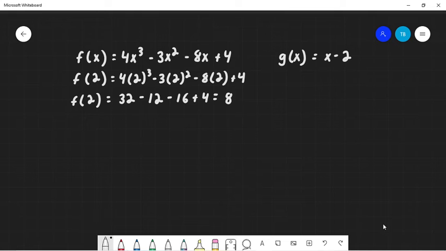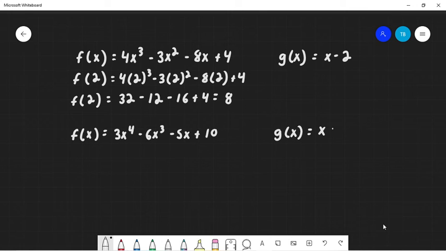So that's what the factor theorem tells us. All right, let's try another example problem together. We'll start with f of x equals 3x to the fourth. So we'll do a fourth degree polynomial minus 6x cubed minus 5x plus 10. And then g of x will be, we'll do x minus 2 again. Alrighty, same thing. We'll take the opposite of the second term in the binomial, plug it into f of x, and evaluate. So opposite of minus 2 again would just be 2.